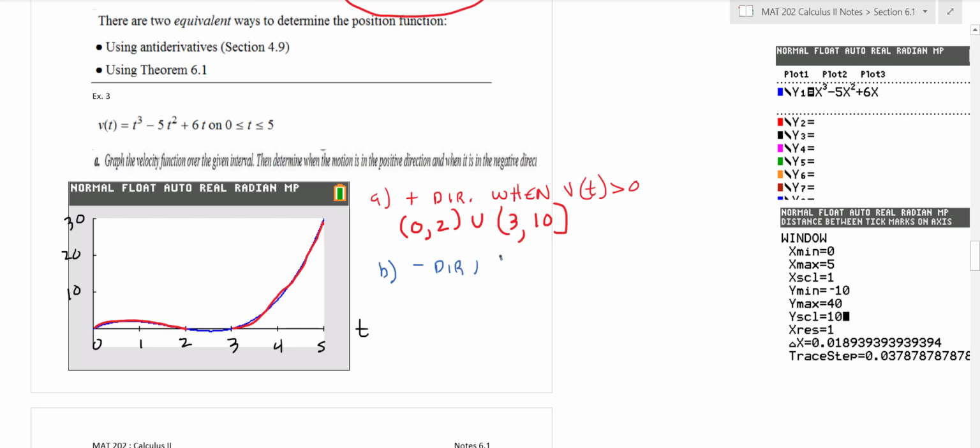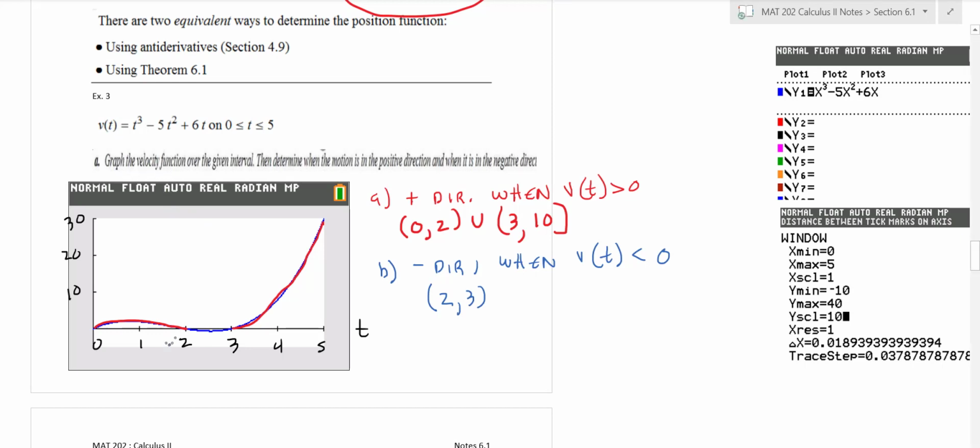What we learned is this happens when the velocity is negative. So that would happen here from 2 to 3. Okay, so that answer would be 2 to 3. Again, you would use parentheses on that. So make sure you understand the distinction between parentheses and bracket in that interval.